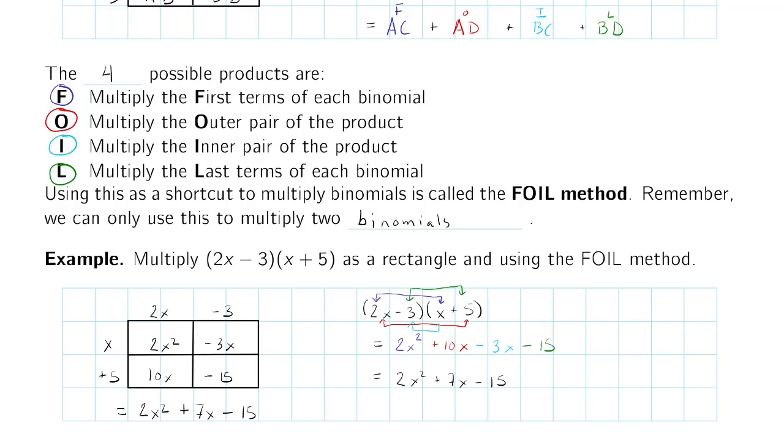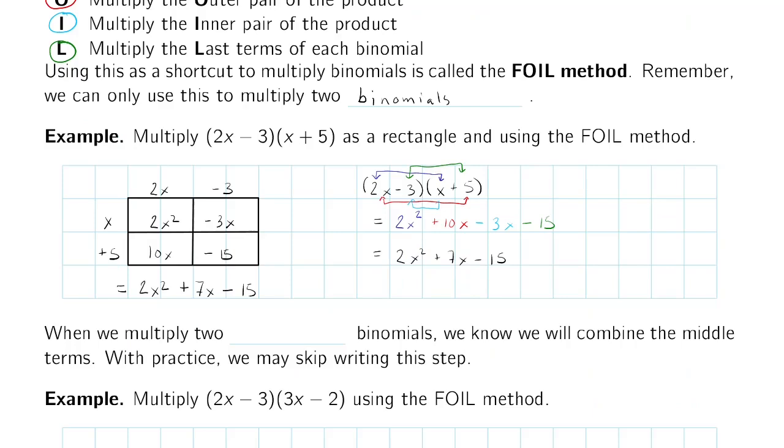You see that we not only get the same answer each way, we do the same multiplication each way. We do exactly the same arithmetic. This is just two different ways of keeping track of what we're doing. Probably the biggest advantage that FOIL has is that it saves space on the paper. We can just write down the product rather than having to draw out a rectangle, which takes up more space.